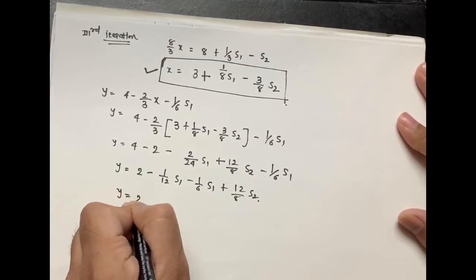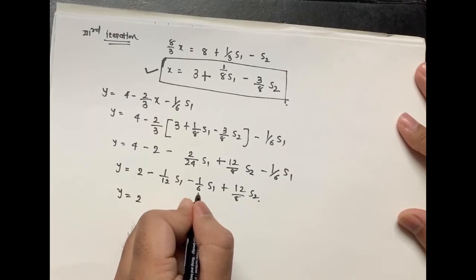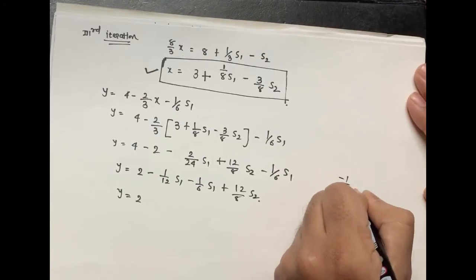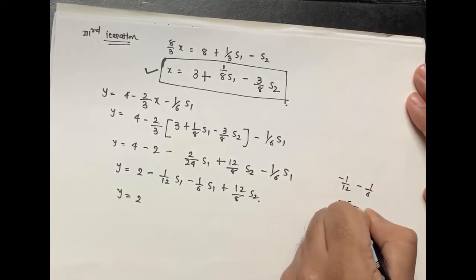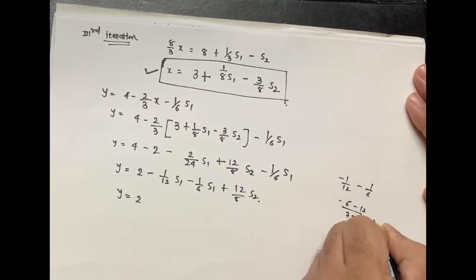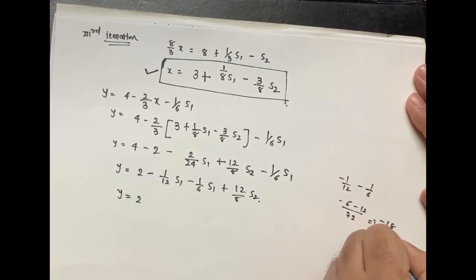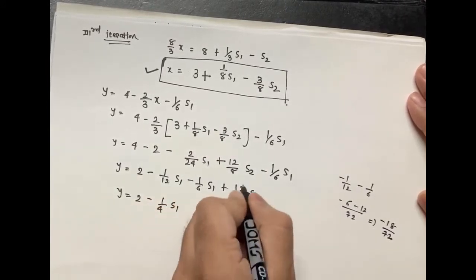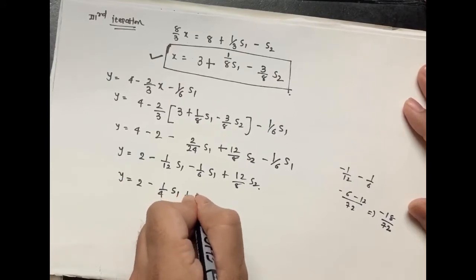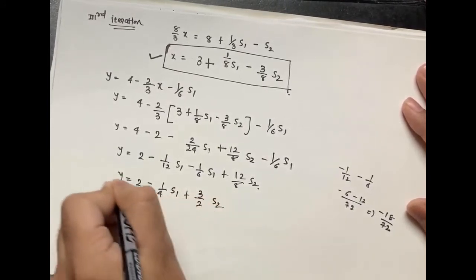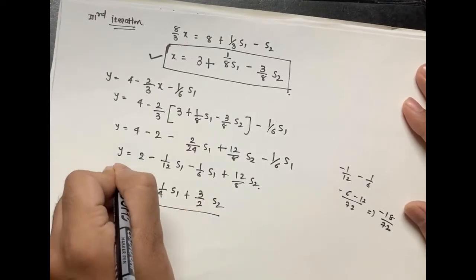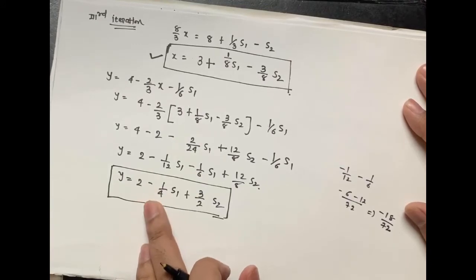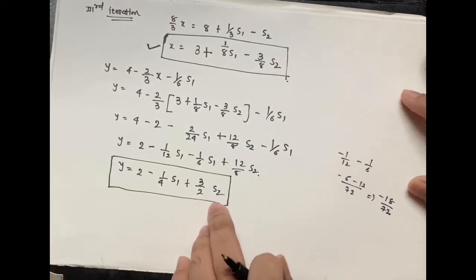So y equals 2 minus 1 by 12 minus 1 by 6. So what I am getting here is minus 1 by 12 minus 1 by 6, so minus 6 minus 12 divided by 72, so minus 18 divided by 72, so that is 1 by 4. So minus 1 by 4 s1 plus 3 by 2 s2. This is the equation for y. This is my second equation: 2 minus 1 by 4 s1 plus 3 by 2 s2.